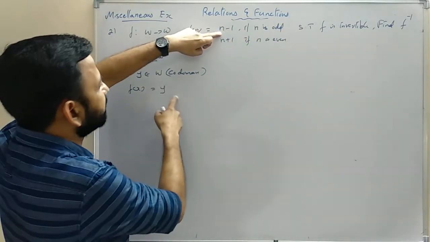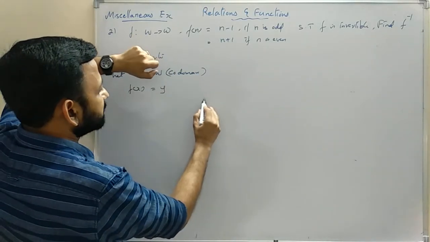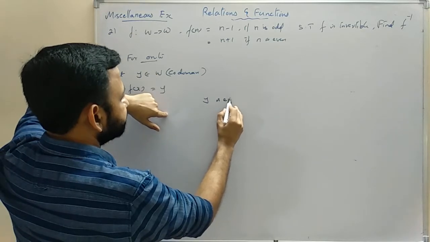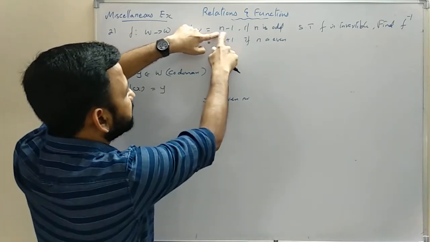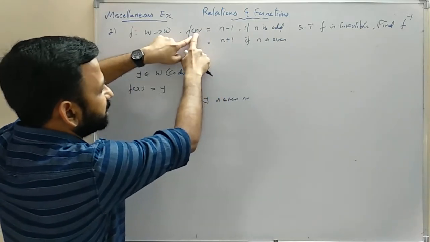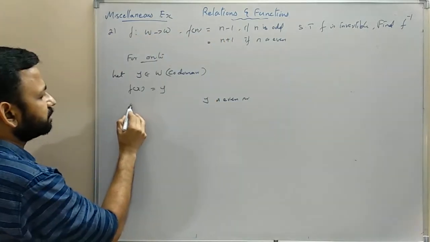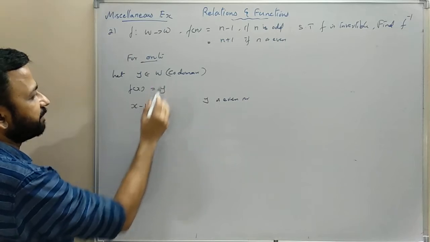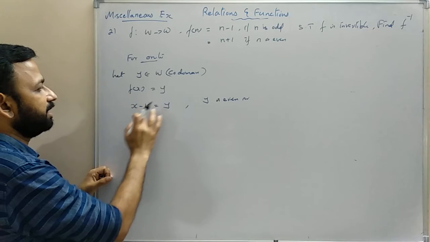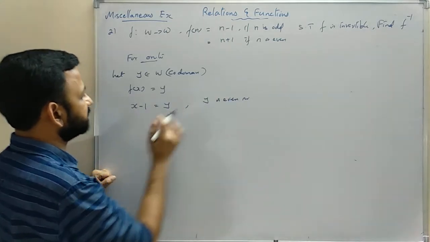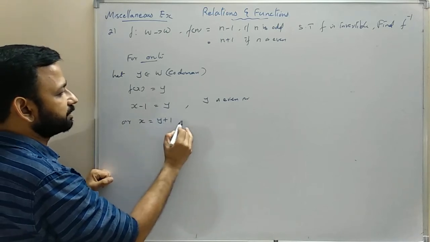So here f of x is equal to y. Then if y is an even number, f of x will be f of n, which is equal to n minus 1. So f of x will be x minus 1. So f of x is equal to x minus 1, which is equal to y, if y is an even number. That is, x minus 1 is equal to y if y is even, or x is equal to y plus 1.